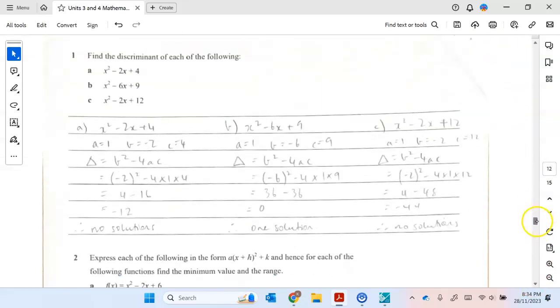Okay. So here are some questions, using the discriminant to decide how many solutions we've got.